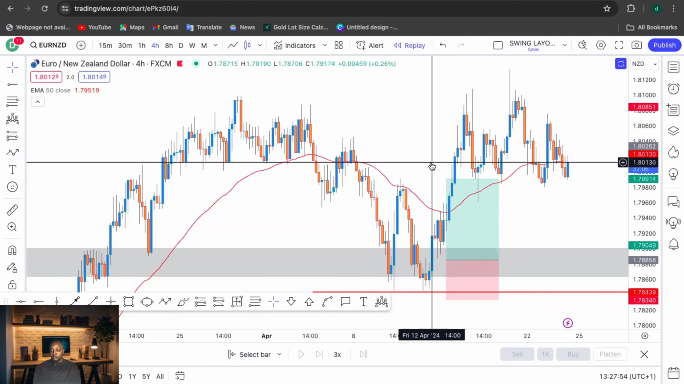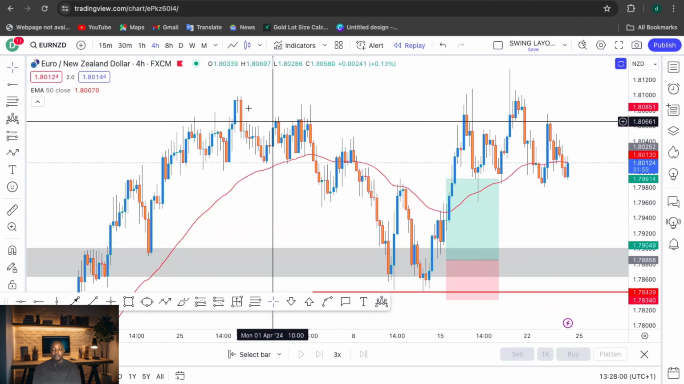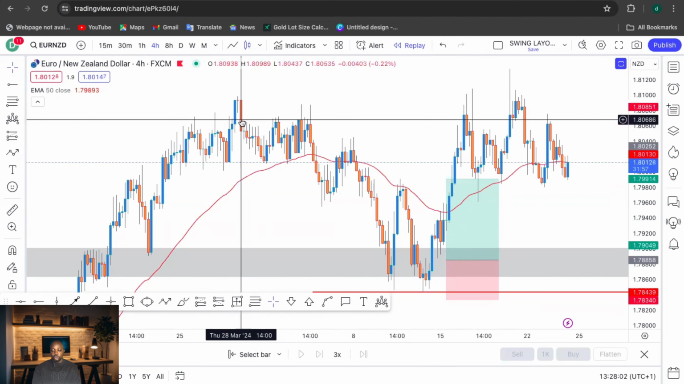Target 2-to-1 risk to reward. When you start to get more advanced, when you start to understand the strategy more, you can begin to look at structure to see where this market is likely to go if it keeps going in trend. Okay, but for starters, this is what I recommend.